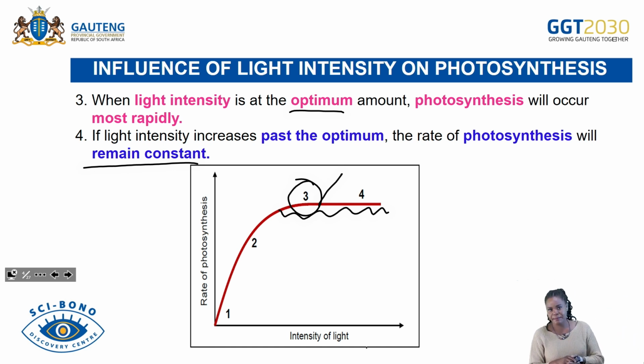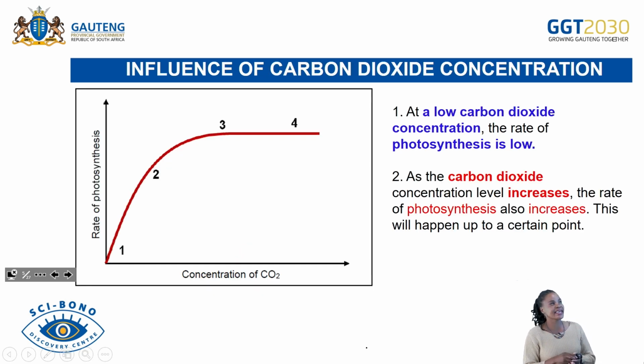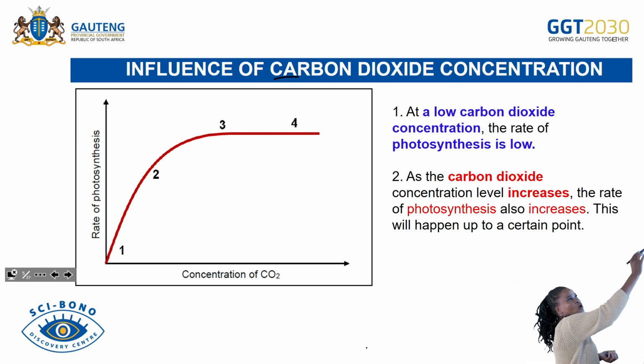Now let us look into the second factor. Remember, we said the second factor will be the concentration of carbon dioxide. Now this graph does not differ from the previous graph, where we saw light intensity versus the rate of photosynthesis. The same applies here with the concentration of carbon dioxide. On this graph, we have the rate of photosynthesis versus the concentration of carbon dioxide.